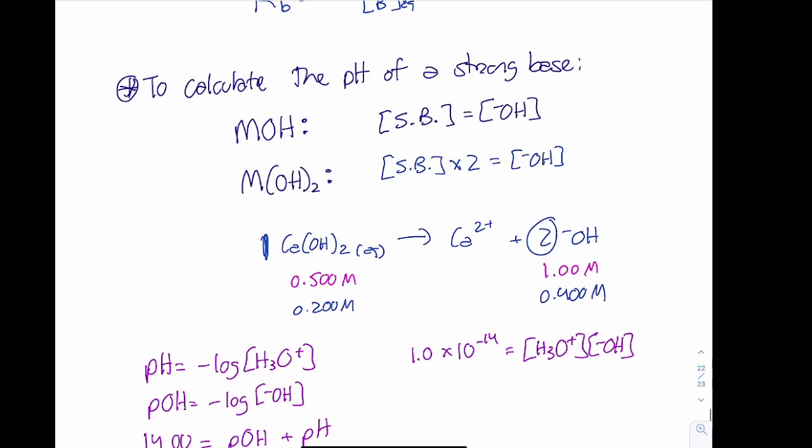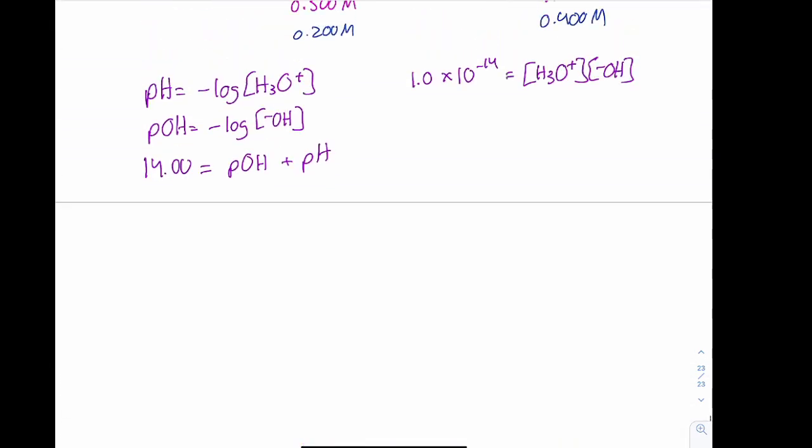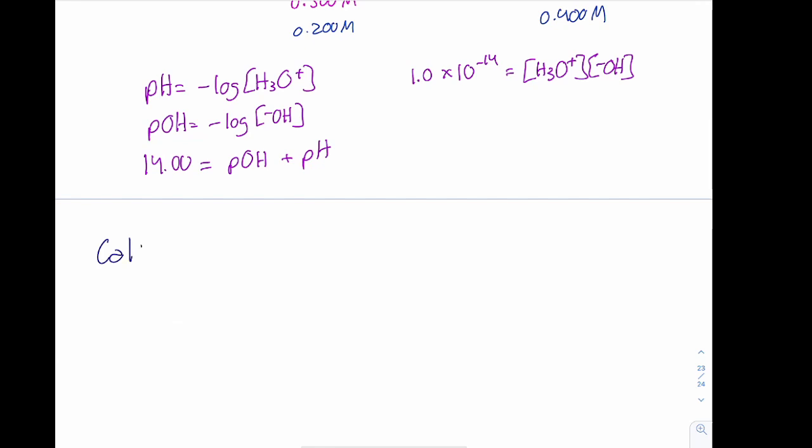To calculate the pH of a weak base, here we're going to need an ICE table again, just like we did with our weak acids. It's not completely dissociated, or it hasn't accepted all of the protons, if we want to think about it that way. It's going in that direction, but it's also going in this direction. So if I had 2 molar of this, I don't necessarily have 2 molar of this. It's not completely in that direction. So we're going to calculate, and let's just jump into an example.